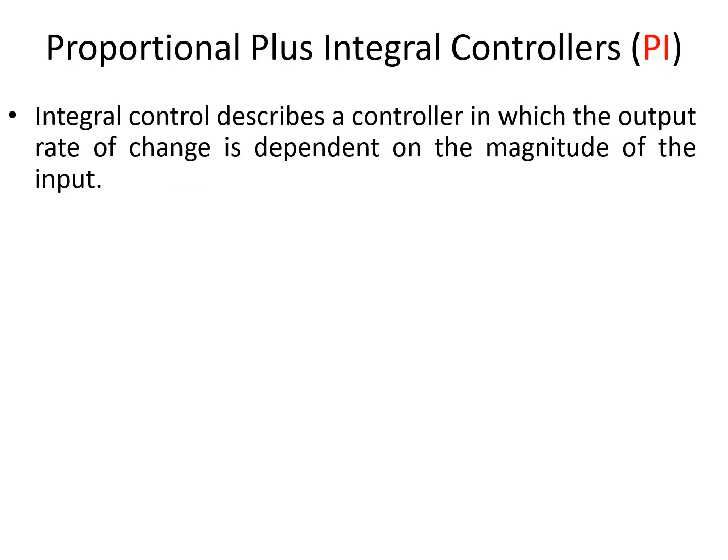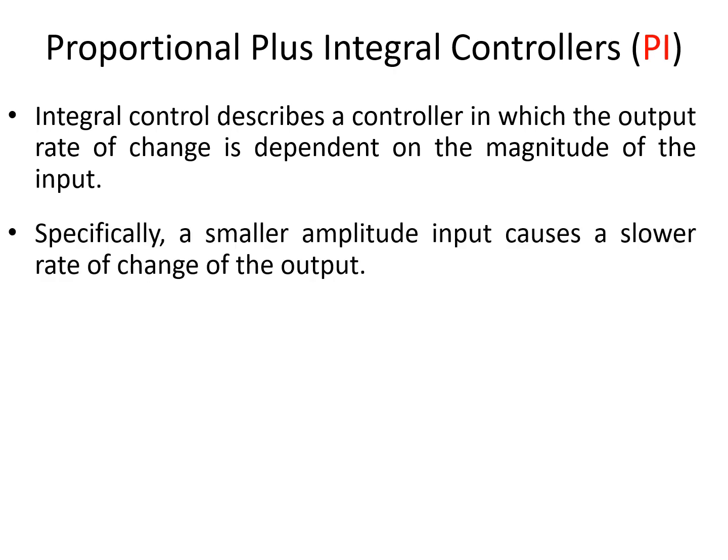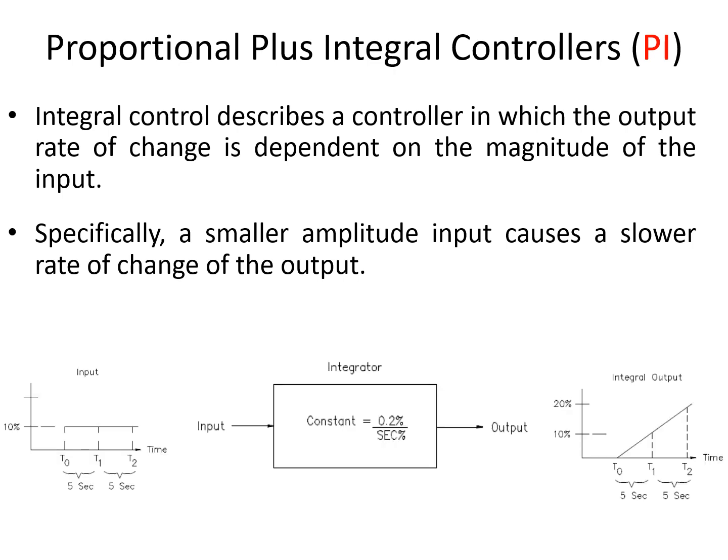Now coming to the proportional plus integral controller. Integral control describes a controller in which the output rate of change is dependent on the magnitude of the input. Specifically, a smaller amplitude input causes a slower rate of change of the output. This is what is shown in the figure. We have given an input, and here we have an integrator, which generates an output. So the integral output will be a constant value like this.